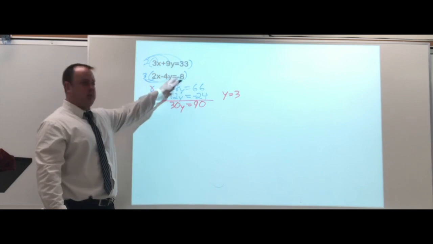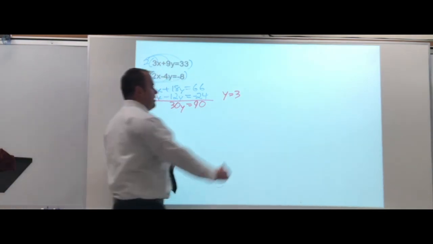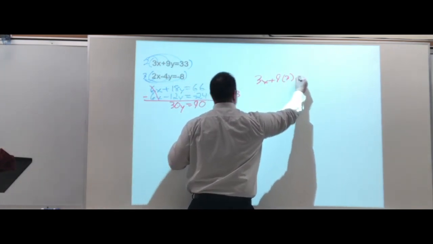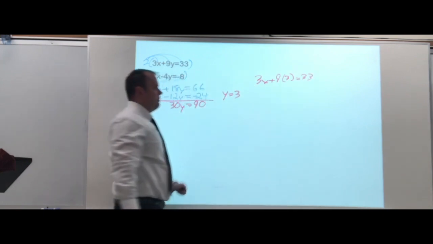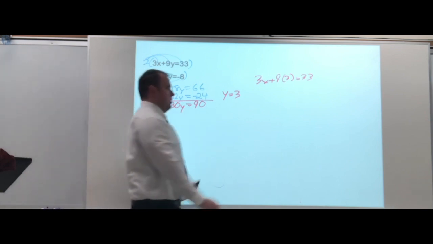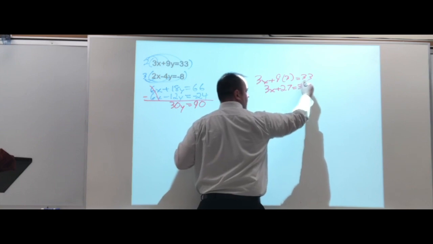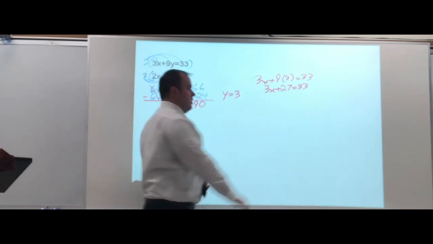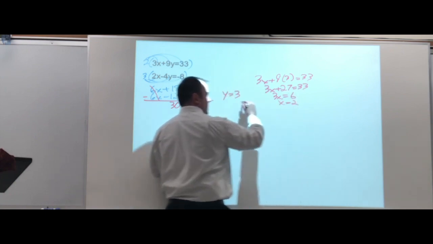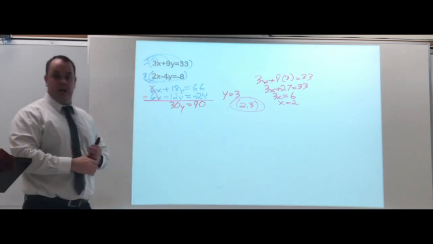Now, the reason I'm picking it is to get rid of the negatives. I don't want to deal with those negatives, so I'm using the equation that has all positives. So I have 3x plus 9 times 3 equals 33. Make sure you put it in the right variable. Just multiply through, get the work done. And (2, 3) is our final answer.